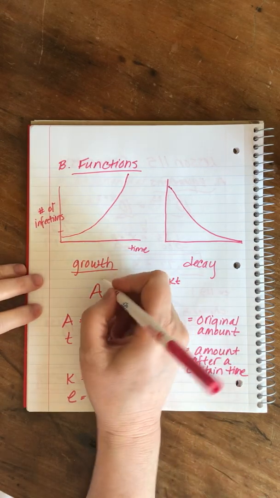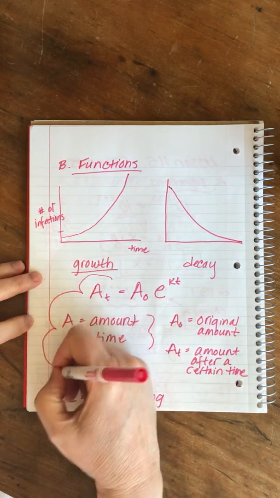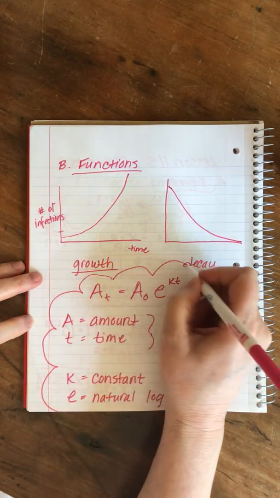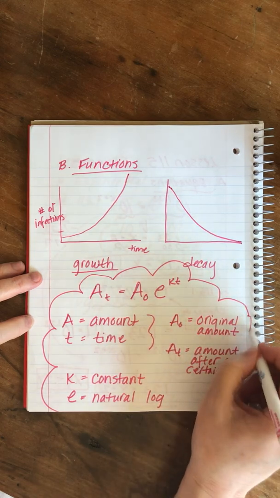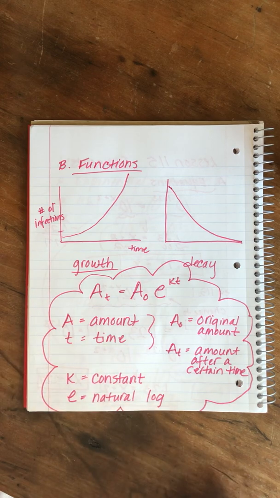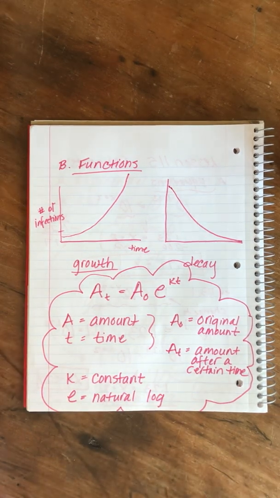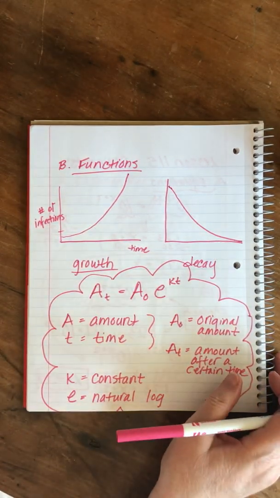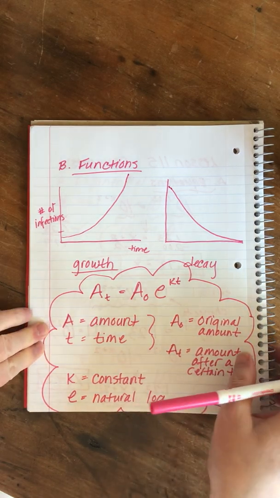Okay? So this is the formula. This is what all the variables mean. Keep this handy as you're doing these problems so that you can keep track of what the heck we're talking about. I'll probably be flipping back and forth to it as we go.